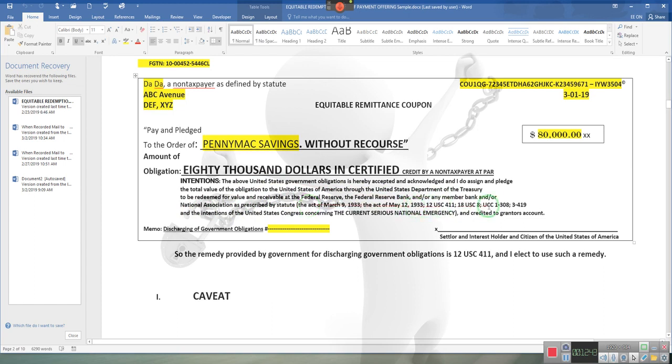See these acts right here. Okay, I'm writing this not because I want to stop the pirates, but because I actually read these acts, people. You've seen the videos. And the intentions of the United States Congress concerning the current serious national emergency, and credited to the grantor's account. Who's the grantor? That's you. Your name and address go there. You the grantor. Okay? Now pay attention so that you get it.